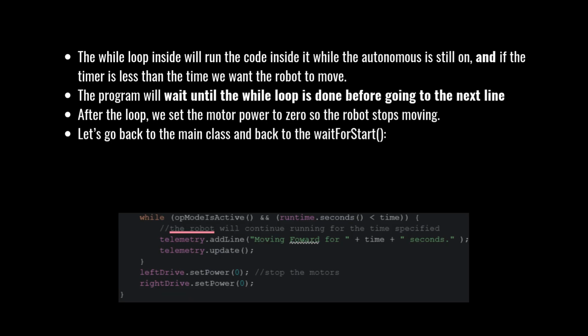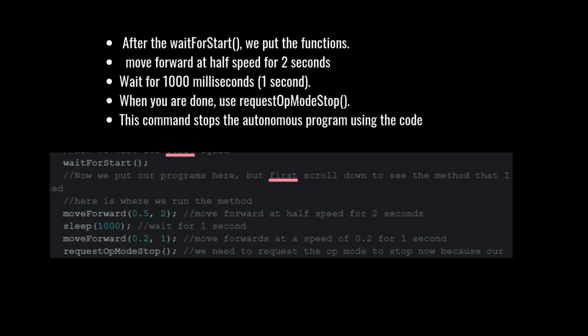So let's go back to waitForStart. After the waitForStart block, we can see how you use a function, because it's in the same class. We call moveForward and input our parameters, and then we can call the sleep function, which we learned about in blocks and also in the programming tutorial, which sleeps for an amount of milliseconds, because we don't want it to go immediately to the next step. Once we're done moving, we must call requestOpModeStop. It requests that the autonomous mode is done, because we don't need it to keep going forever, since we want it to end before 30 seconds.